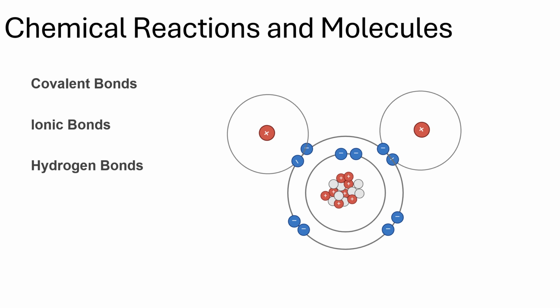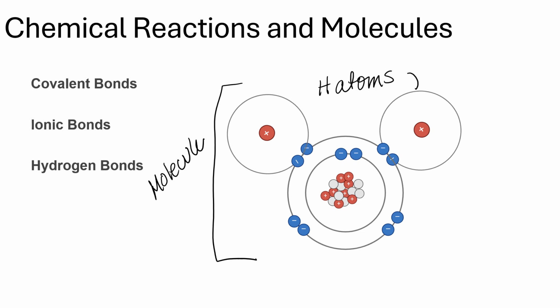Listen to that again. One molecule of water, which is the entire Mickey Mouse head, has two hydrogen atoms covalently bonded to an oxygen atom. This is usually where students are like, whoa, I didn't have a good definition of atom and molecule. Right, so a covalent bond or an ionic bond or hydrogen bond can bond together atoms and create a molecule.